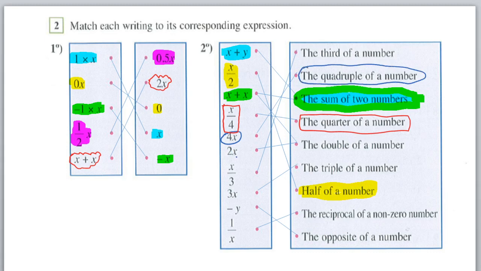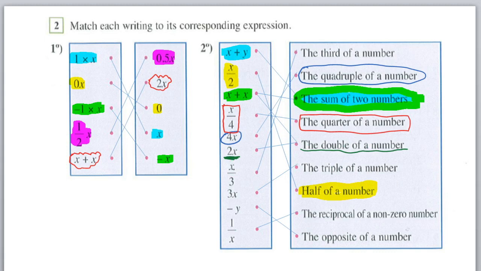Let's check now 2x. So 2x is for what? Yes, it is a double of a number. Okay, it's a double of a number. Again, let's go to x over 3. Sorry. 2x is for a double of a number.